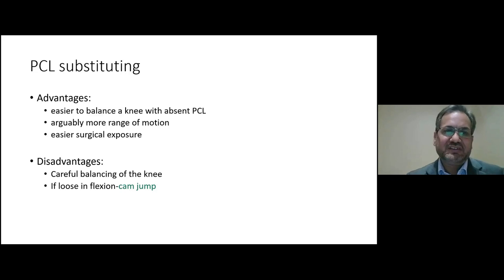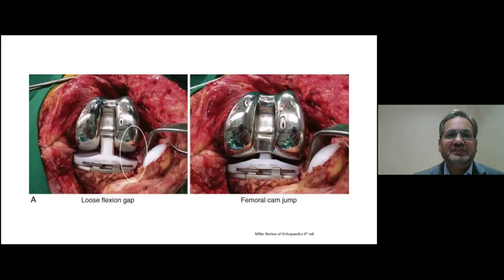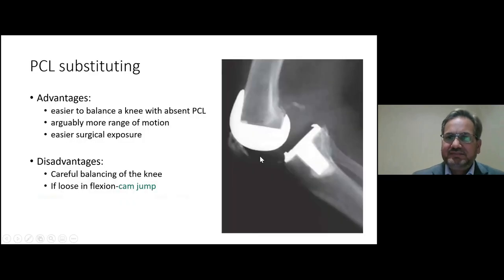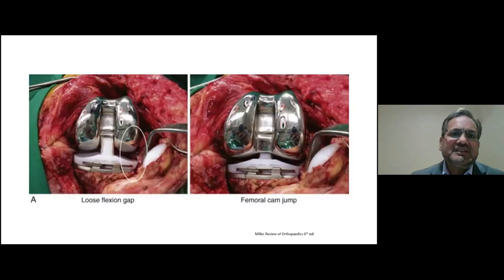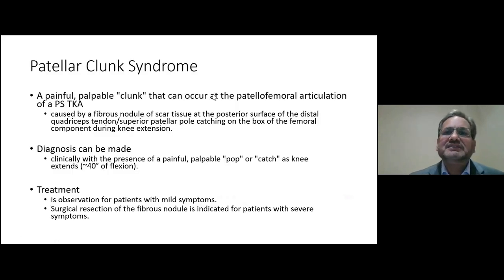With PCL substituting, if your knee is loose in flexion, there can be a cam jump. I can give you a little more explanation here. If the flexion gap is loose, the femur will jump over the post, and that will show on your X-rays. So that's a cam jump, one of the complications in PCL substituting. The other complication, which is quite common, is patellar clunk syndrome.